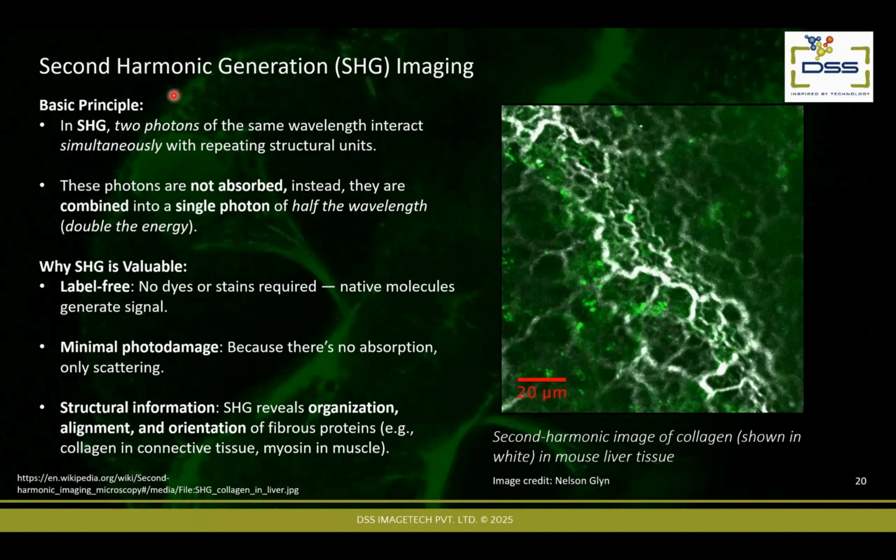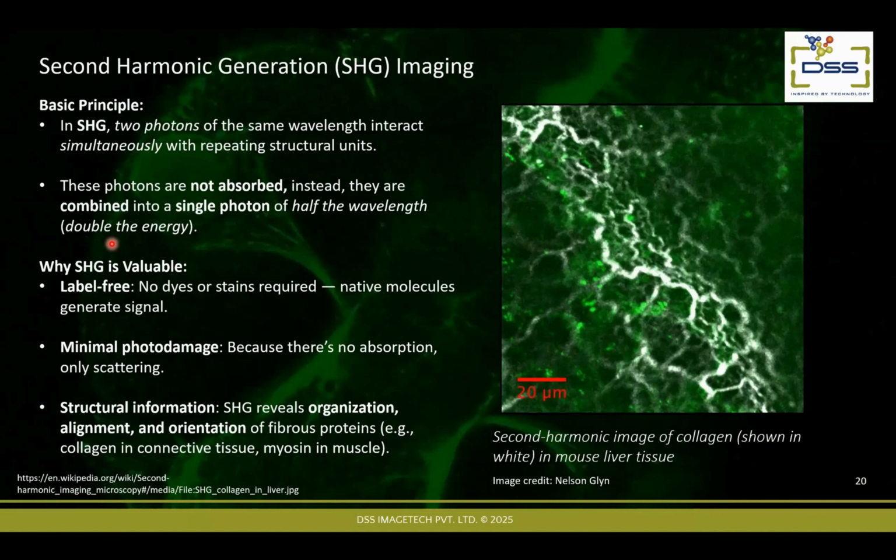And then one more application is something called second harmonic generation imaging. So the basic principle is that two photons of the same wavelength are essentially interacting simultaneously with certain protein polymers with repeating structural units. Okay, so for example, if you have collagen, microtubules and myosin that have repeating structural units, in this case, what happens is that these photons, unlike classical fluorescence, are not absorbed, but instead they are combined into a single photon of half the wavelength, that is double the energy.